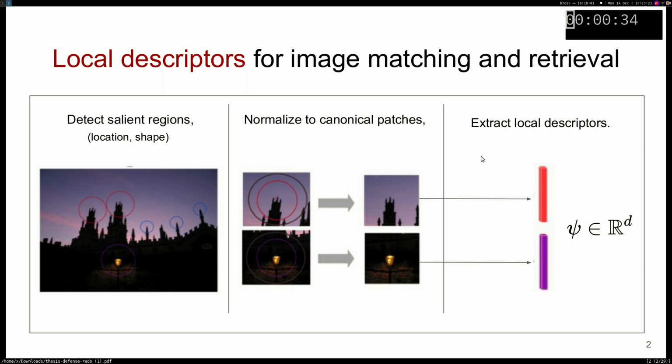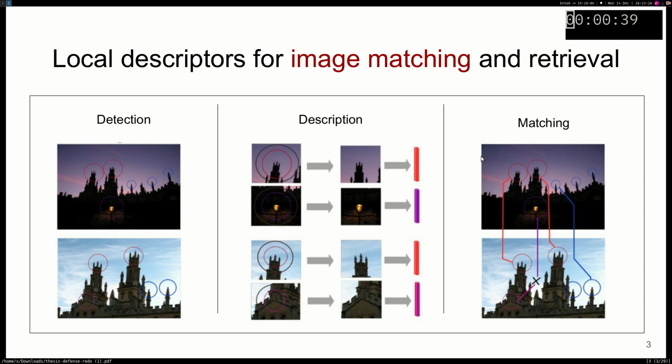Now, where are these local descriptors useful? So let's have a look at what happens during image matching. In image matching, we are given a pair of images and we independently do the same procedure on both images, which is basically to find salient regions, normalize them to canonical patches, and extract a d-dimensional vector for each such patch. And what makes the properties of this vector attractive is that we want the vectors that describe the same 3D structure to be similar in Euclidean distance, for example, and those that do not depict the same 3D structure to be far away.